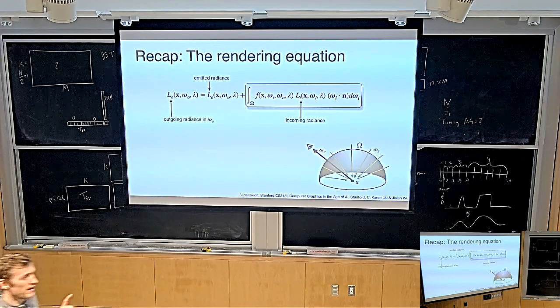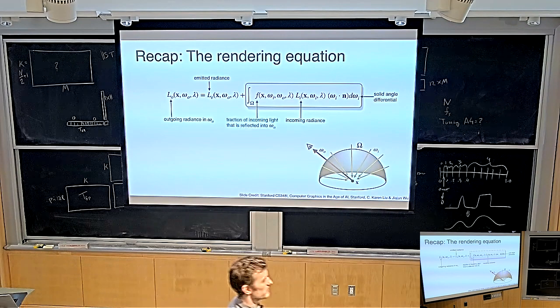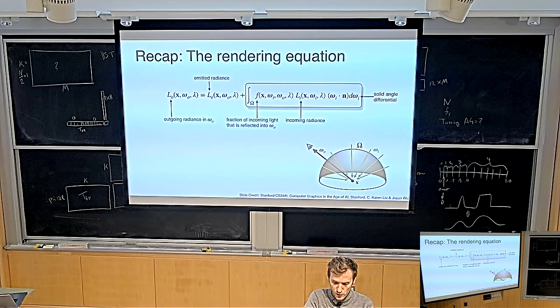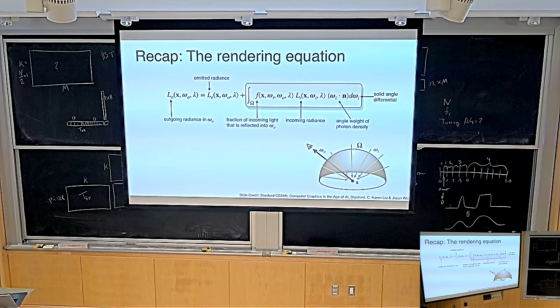That was this function f. Does it come up here? So the BRDF was this function that tells you for a given incoming and outgoing direction, which fraction of that light is actually being reflected by the surface. And then there was this point about the angle weight of photon density, and I got confused about this last time, but it's actually, of course, straightforward. All of this, if you think about the definition of radiance, makes perfect sense.